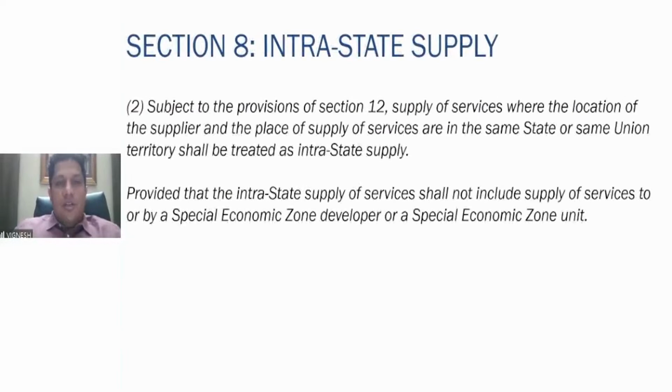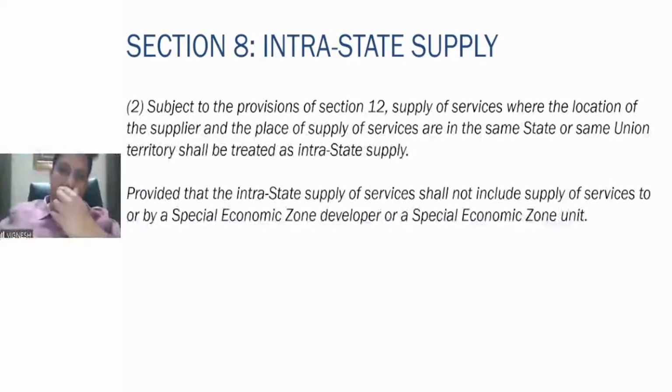Similarly, section 8 subsection 2 speaks about the supply of services, subject to the provisions of section 12, which deals with the place of supply of services. Where the location of the supplier and the place of supply of services are in the same state or in the same union territory, they shall be treated as an intra-state supply, right?